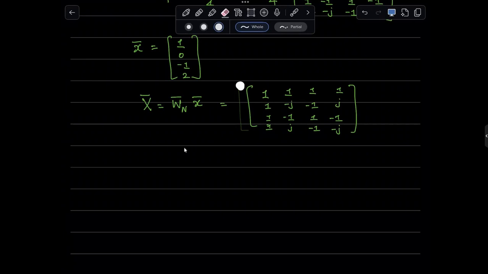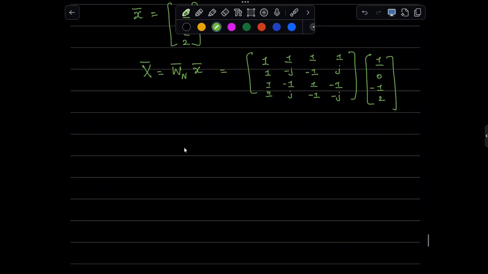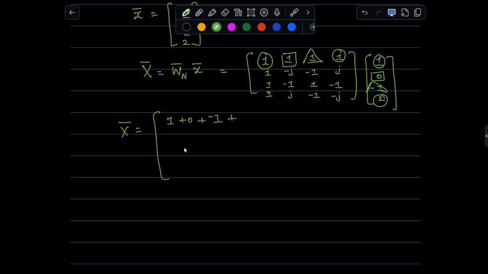Okay, now this is my W into X. So 1, 0, 1, 2. Sorry, minus 1, 2. So now you can calculate what is X, which is equal to the matrix multiplication: 1 into 1, then 1 into 0, and then 1 into minus 1. So it will become 1 into 1 is 1, plus 0, plus 1 into minus 1 is minus 1, plus this is again 1 into 2, it will become 2.